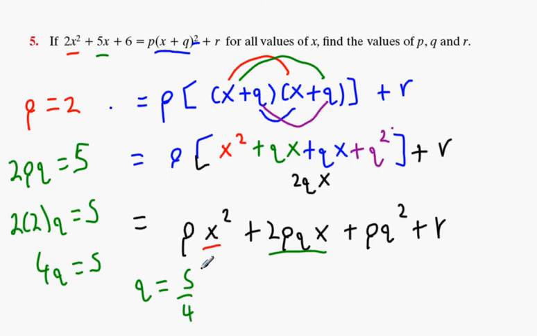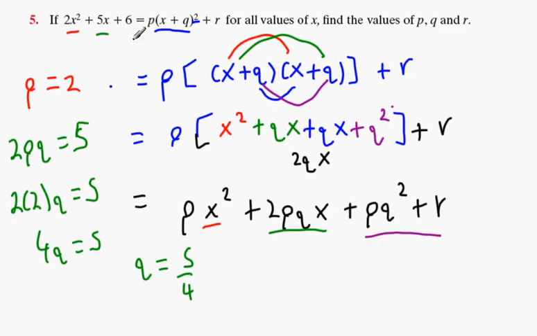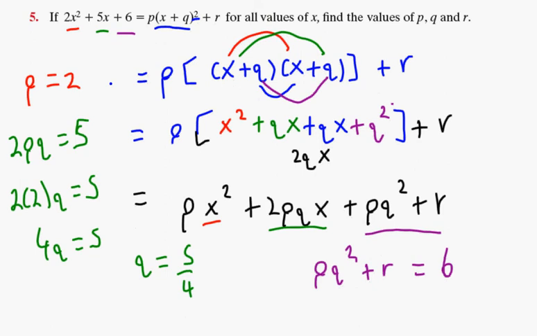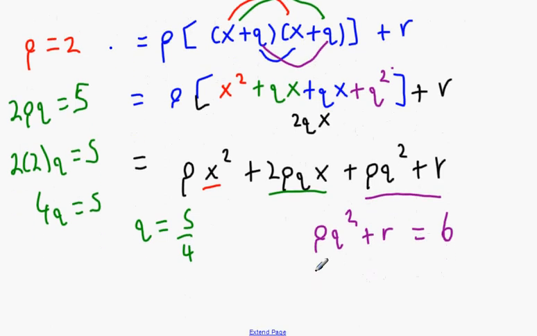Now the final one we have to figure out is what r is. And we know that pq squared plus r has to be the same as 6. So pq squared plus r equals 6. And here p is 2, q is 5 over 4 squared, and plus r equals 6.